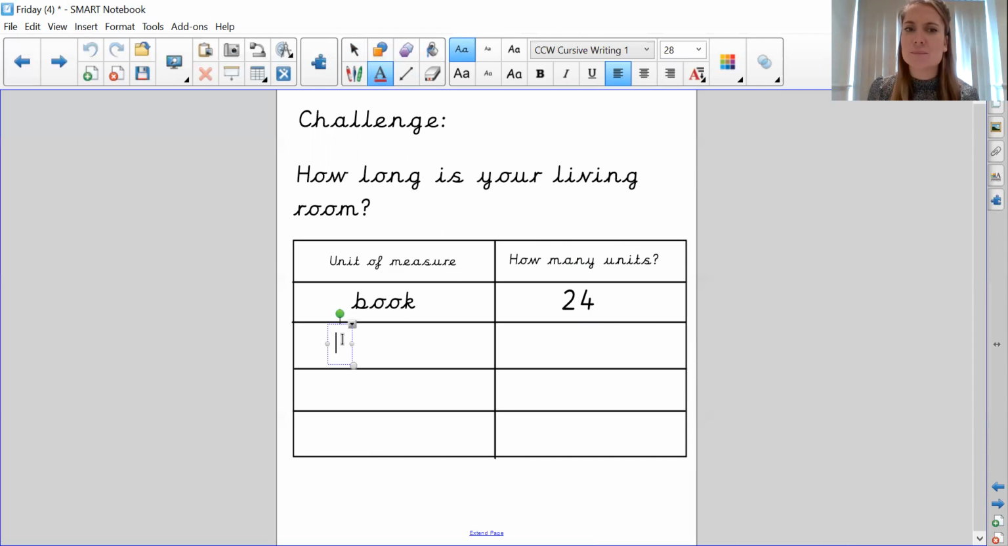Now I might choose something else to measure my living room. I might use, oh, I know, those Duplo blocks, you know, the larger ones. So I might put blocks, and I might measure, making sure all the blocks are the same size though, the length of my living room, okay? So if you're feeling up for a challenge, you can have a go at that, but remember, it is a challenge, so it should be a bit tricky, okay? So have your best go.